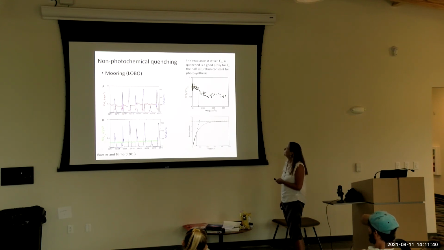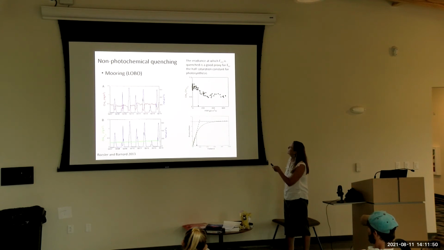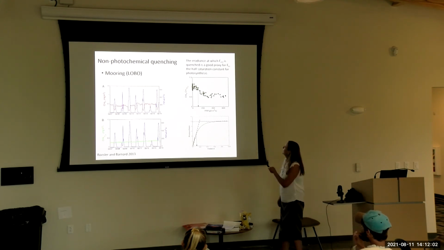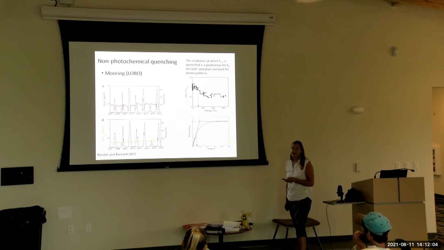And for those of you who are used to looking at P versus I curves, you can think of this as when light is really low, your photosynthesis increases linearly with the radiance. And you can see that the ratio of fluorescence to absolute chlorophyll stays constant. But as soon as you start to quench in high light, that's when you're also quenching your fluorescence, right? So you can fit curves to this and use that as a correction for non-photochemical quenching.